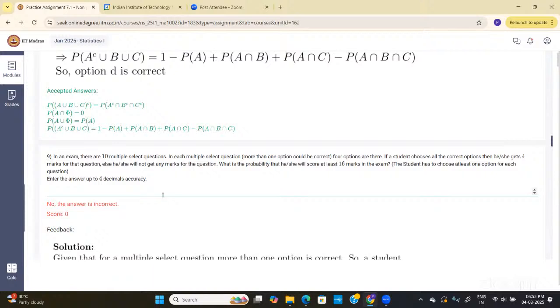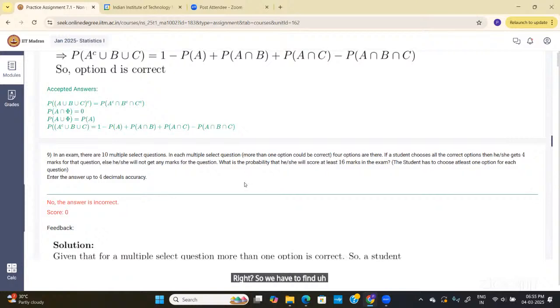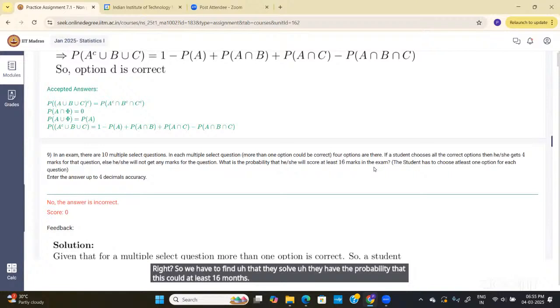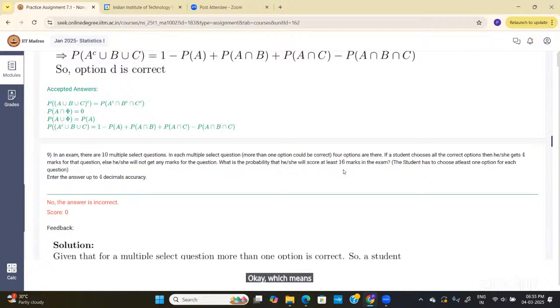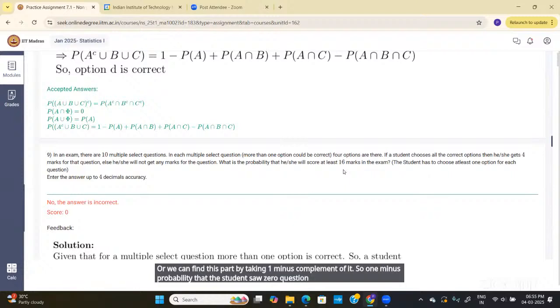At least 4 questions correctly, right? So we have to find the probability that they score at least 16 marks. Which means either the student solves 4 questions correctly, or 5, or 6, or 7 in this way, or we can find this part by taking 1 minus the complement of it. So 1 minus the probability that the student solves 0 questions, or 1 question, or 3 questions correctly, right?